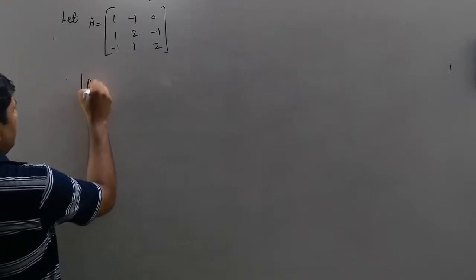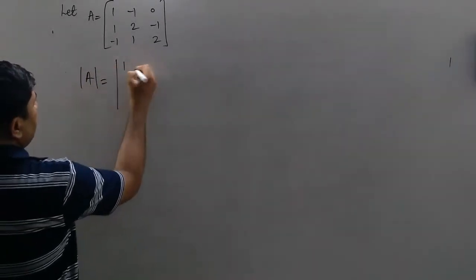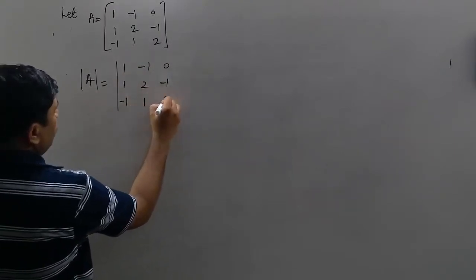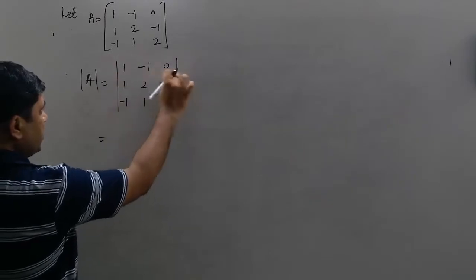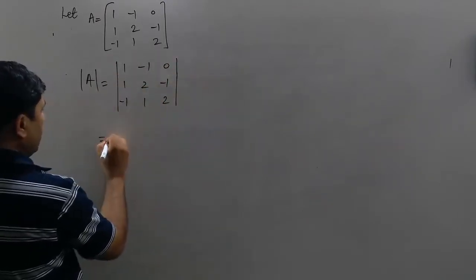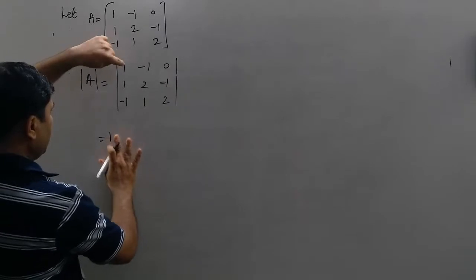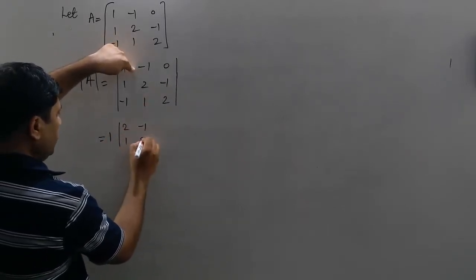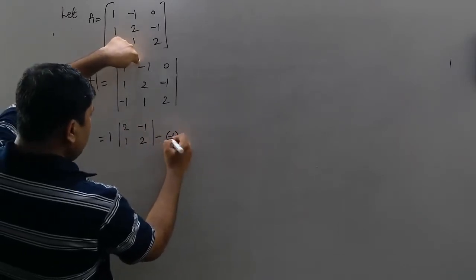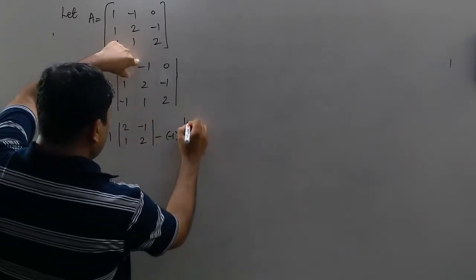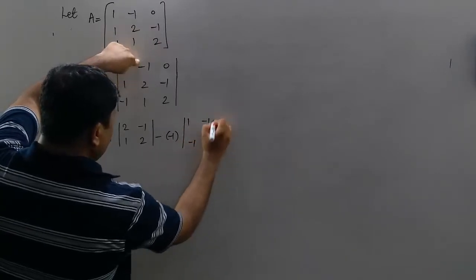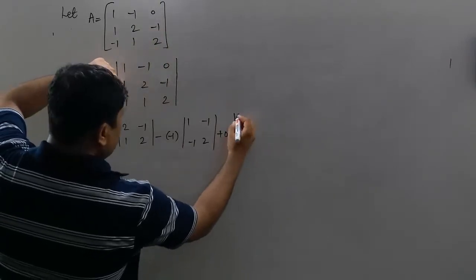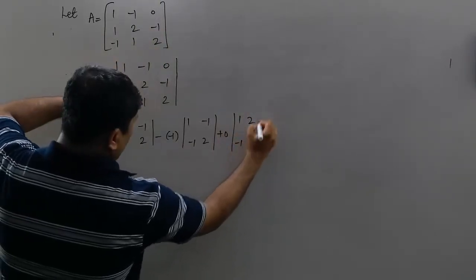The determinant of A is equal to the determinant of 1, minus 1, 0; 1, 2, minus 1; minus 1, 1 and 2. Now if I expand this along the first row, I will have 1 into the minor of this, which is 2, minus 1, 1, 2. Then minus of minus 1 into the minor of this one, which is 1, minus 1, minus 1, 2. And for the element 0, the minor is 1, 2, minus 1, 1.